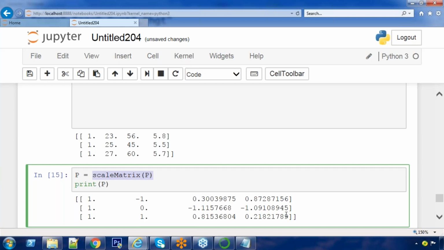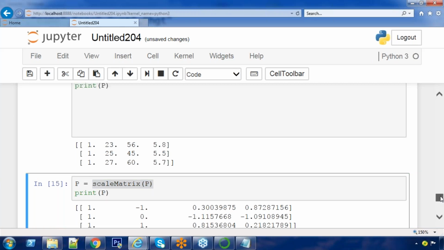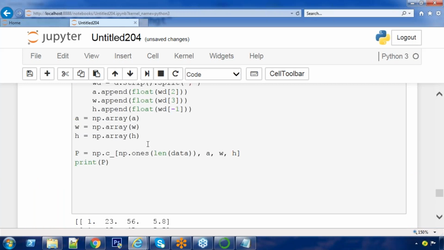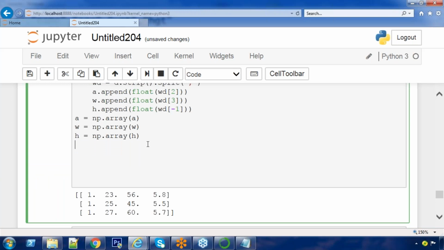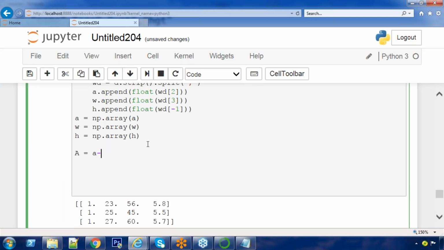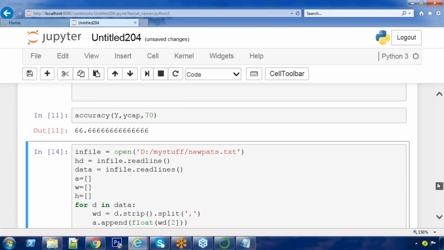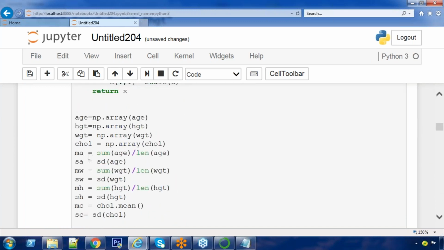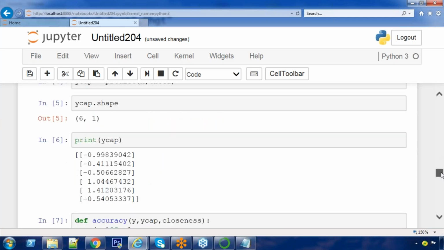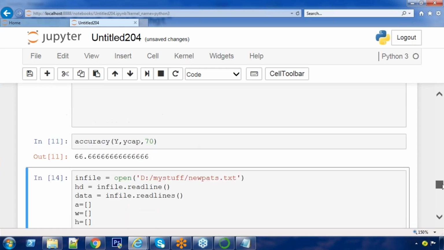Understand the point, sir? That's why, instead of using that scale matrix, here I am using capital A is equal to A minus MA. What is that MA? Yesterday we separated some variables. Check this part. MA is mean of age, SA is standard deviation of age. Like this MW, SW, MH, SH. Already we separated these things. So this has to be scaled based on that one.